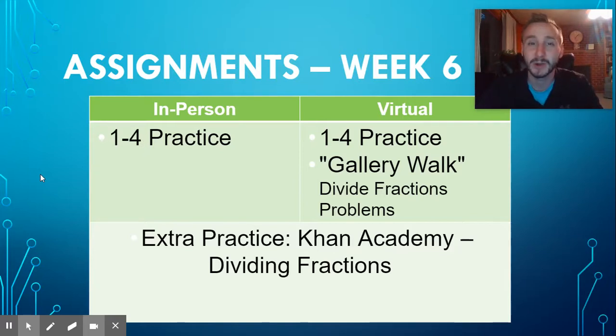To start off with, as always, let's go over what your assignments are for this week. For my in-person students, I want all of you to be doing the 1-4 practice problems. I'm actually taking 1-4, 1-5, and 1-6 inside of our textbooks and putting it into one. So rather than spending 3 weeks on basically the same concept, which is dividing fractions, we're just going to focus on the most important stuff just for this week.